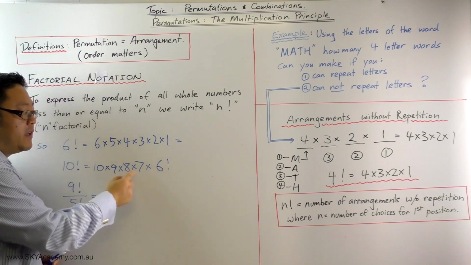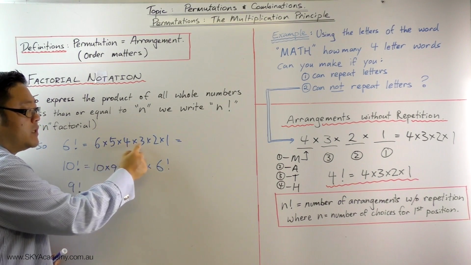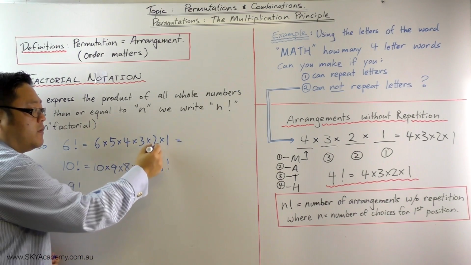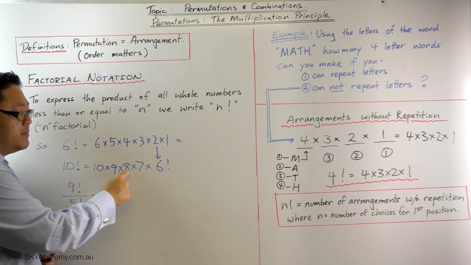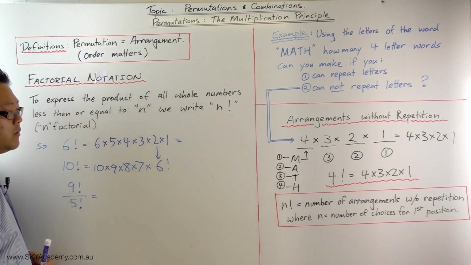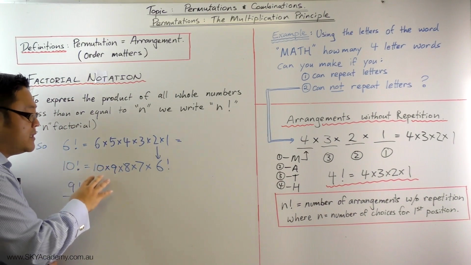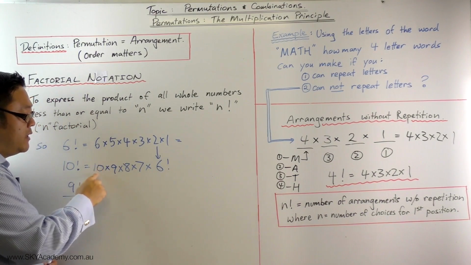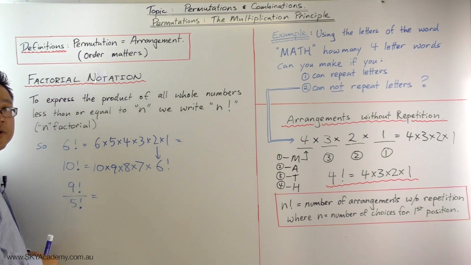We can actually write it like this. So 6 factorial is 6 times 5 times 4 times 3 times 2 times 1, right? So we can actually write it as 10 times 9 times 8 times 7 times 6 times 5 times 4 times 3 times 2 times 1. Or what we can do, and sometimes this might be helpful to see, is that 10 factorial is equal to 10 times 9 times 8 times 7 times 6 factorial, okay?